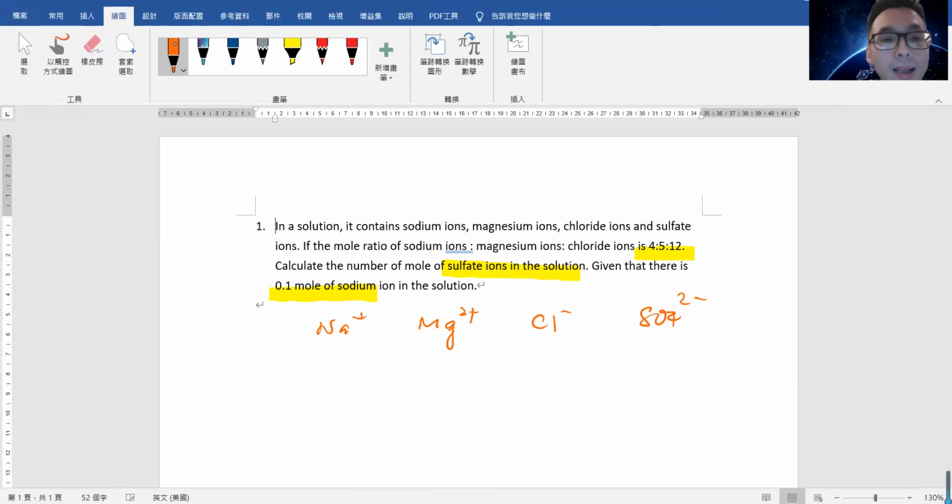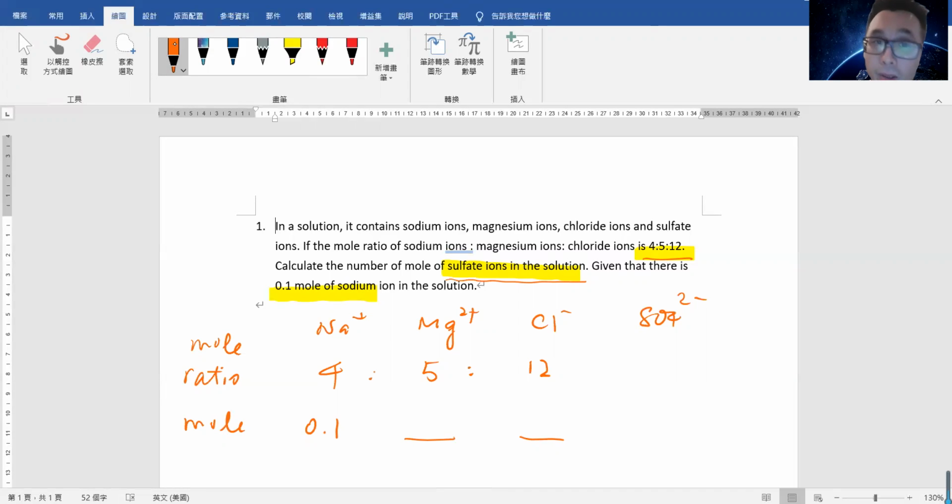Okay? And then for the question, normally we will put down all the information given in the question first. Okay? And the moles of sodium are given. The question is asking you the number of moles of sulfate ions in the solution. Now, before we find out the number of moles of sulfate ions, we have to find out the number of moles of magnesium and chloride first, okay?